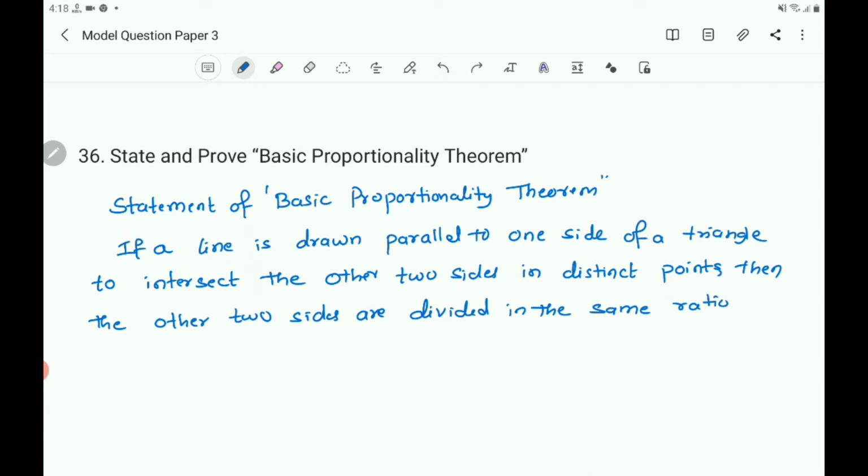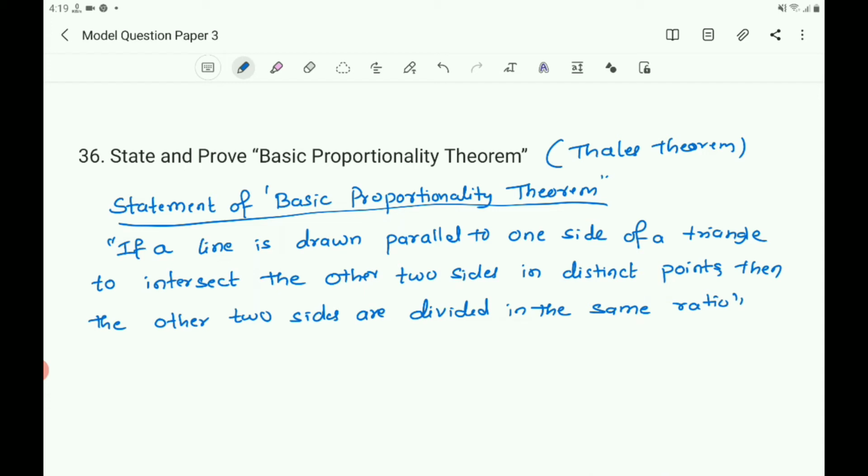This is the statement of basic proportionality theorem, which is also called Thales theorem. So what is the statement of the basic proportionality theorem? If a line is drawn parallel to one side of a triangle to intersect the other two sides in distinct points, then the other two sides are divided in the same ratio.